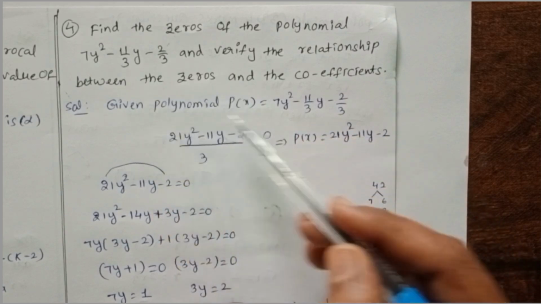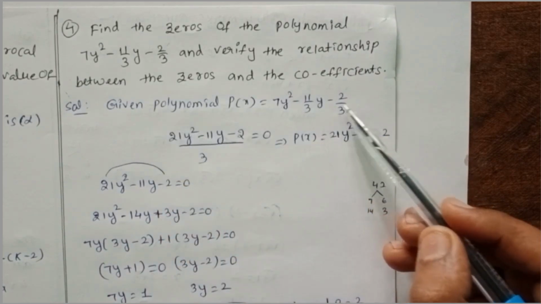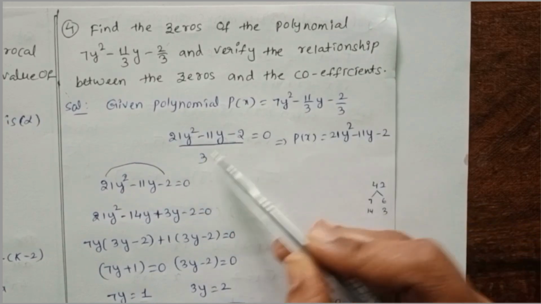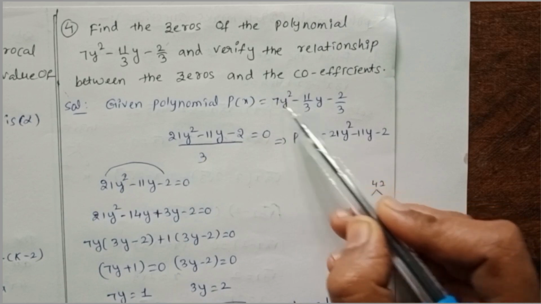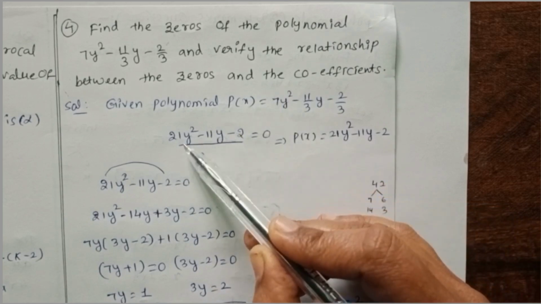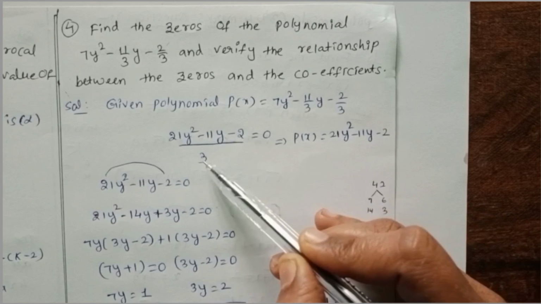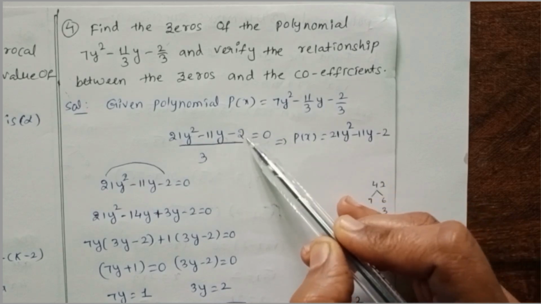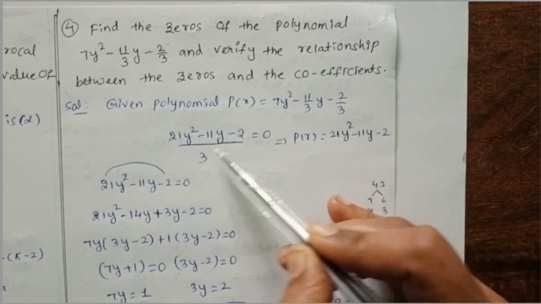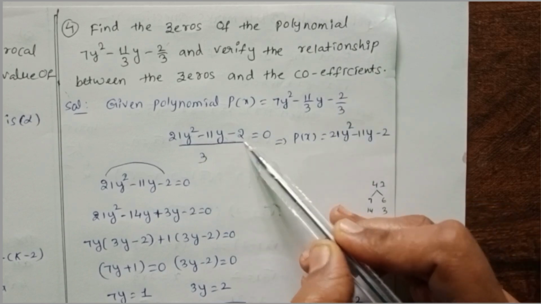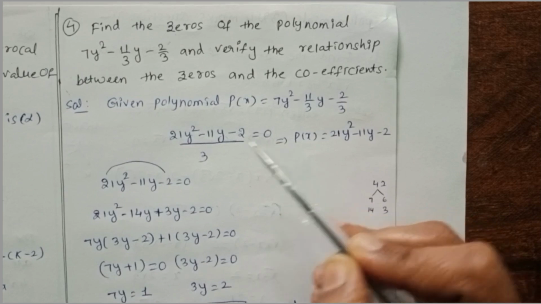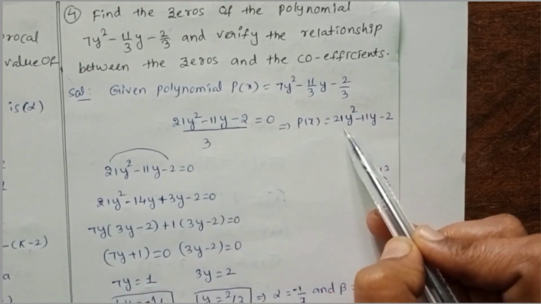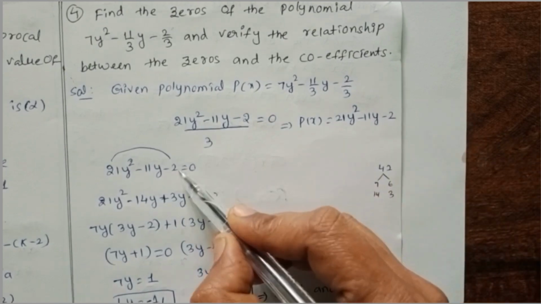See the given polynomial 7y square minus 11 by 3y minus 2 by 3. Take the LCM here. LCM is 3. Multiply 3 with 7, that is 21y square. Here 3 is there, here 3 is there, so directly write minus 11y minus, here also 3 is there, so write minus 2 directly is equal to 0. So p of x value is 21y square minus 11y minus 2 is equal to 0.